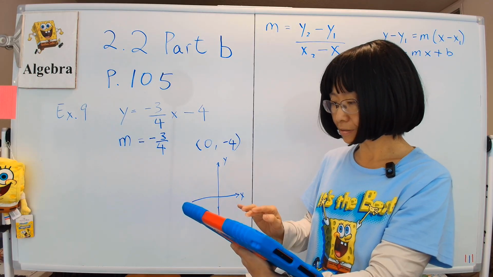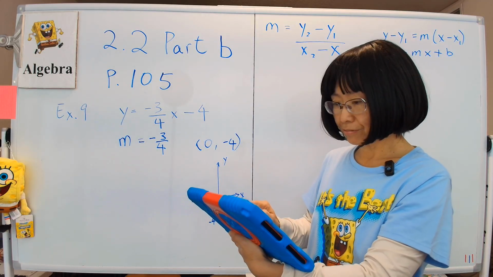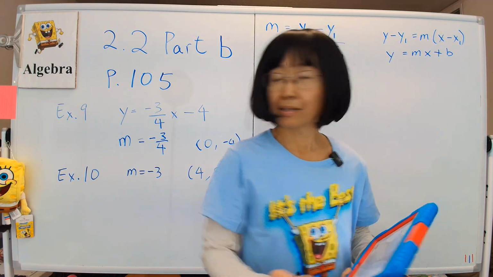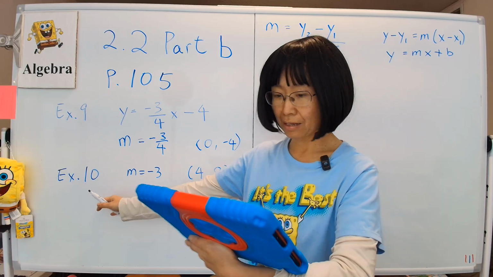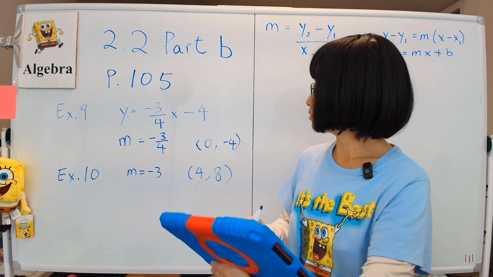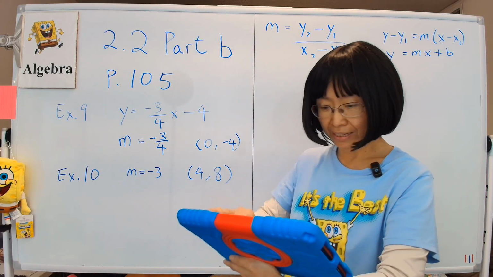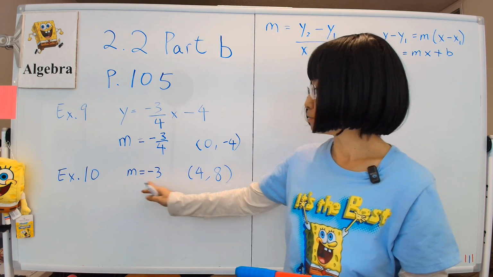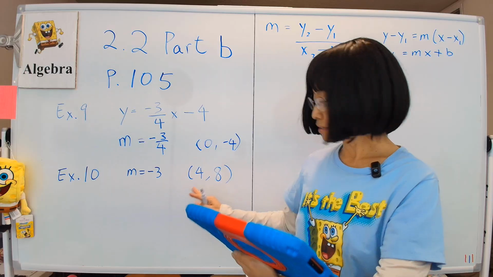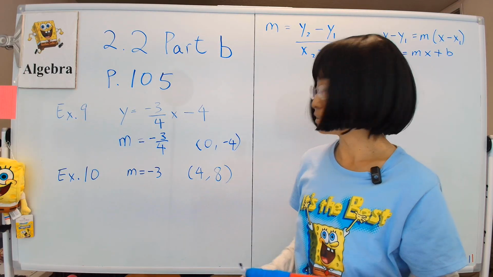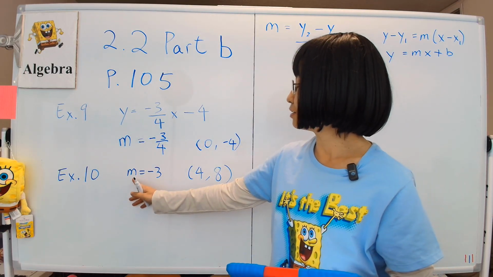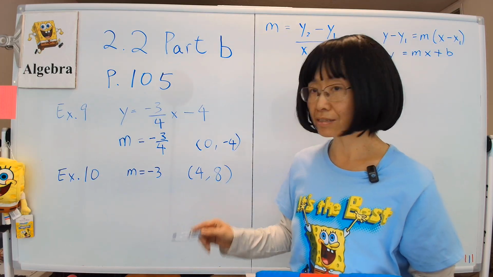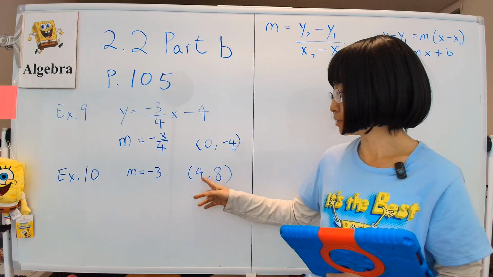Let's go to the next page, page 106, and look at example 10. Here we are given that the slope is -3 and a point, 4 and 8, and we're supposed to figure out the equation of the line that has the -3 slope and goes through the point 4, 8.